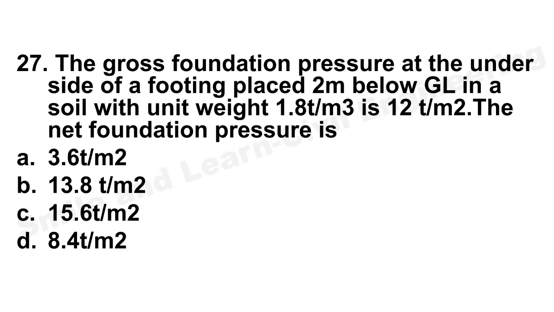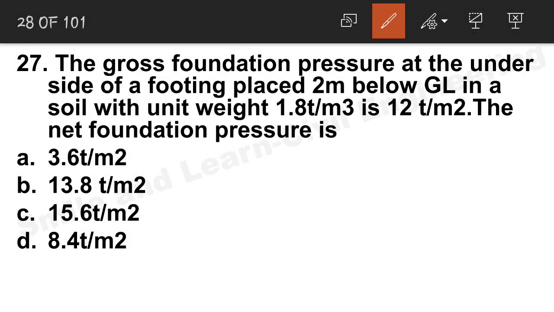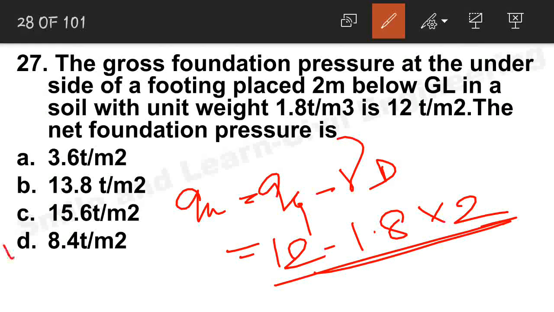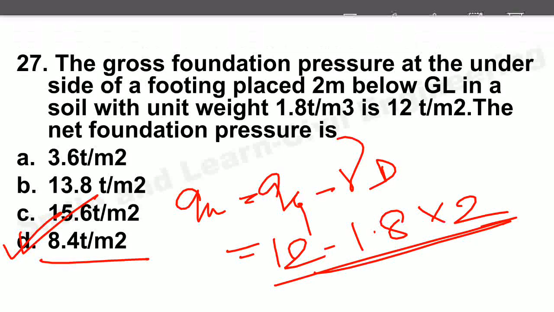Okay. Next question, gross foundation pressure at the underside of a footing placed 2 meter below GL in soil with unit weight 1.8 ton per meter cube is 12 ton per meter square. Net foundation pressure. Now you see what formula we will use. So the net foundation pressure will be qg minus gamma d. Put the values: 12 minus 1.8 into 2. If you calculate, 8.4 will be the answer, option D.